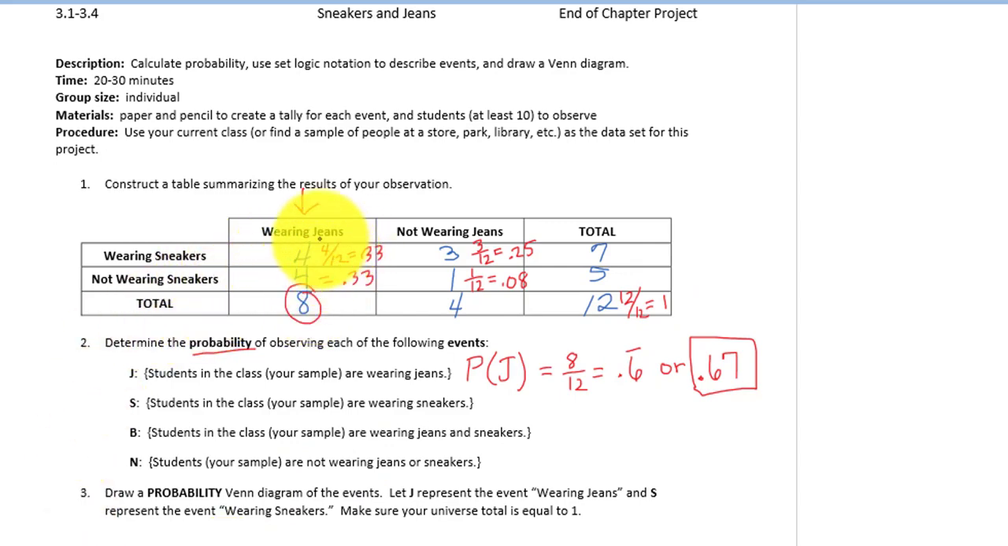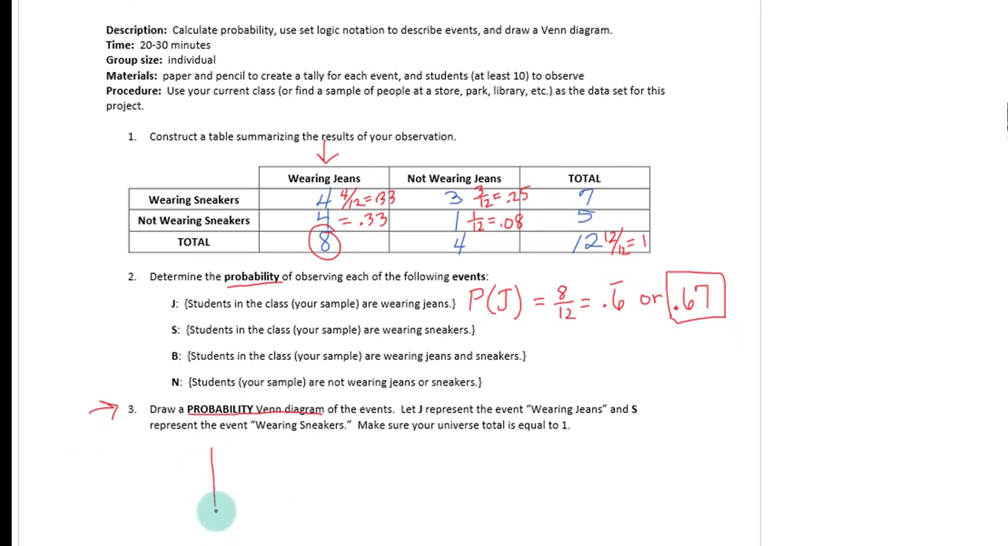Once you change or convert each of these frequencies into probability, that will help you with part 3, because you'll be making a probability Venn diagram. So I'll start by creating my sample space.